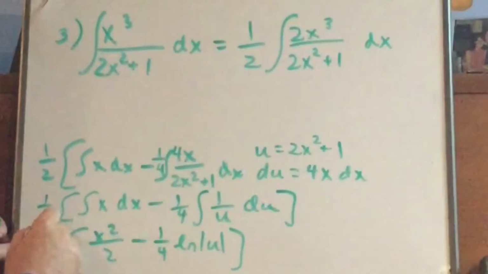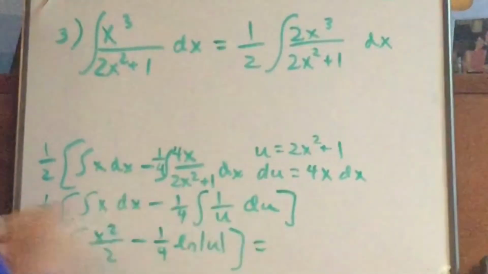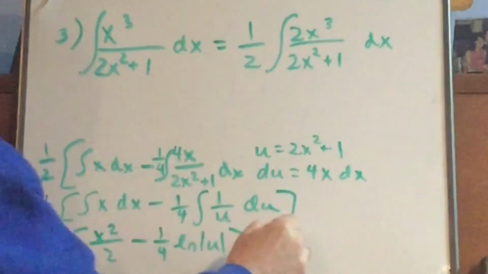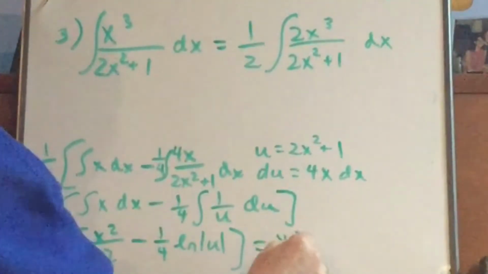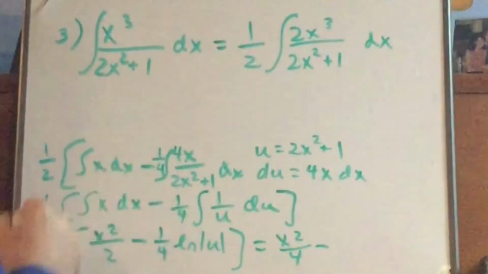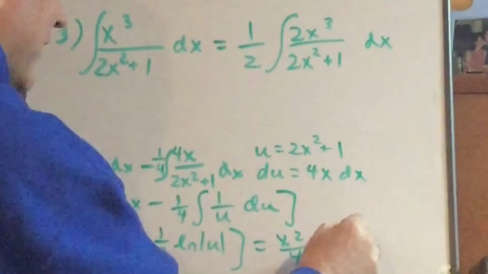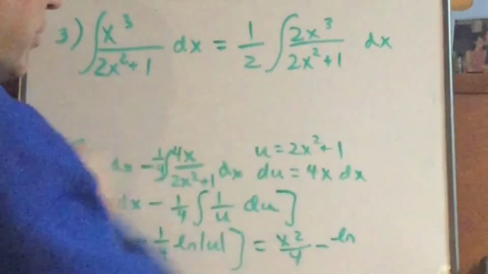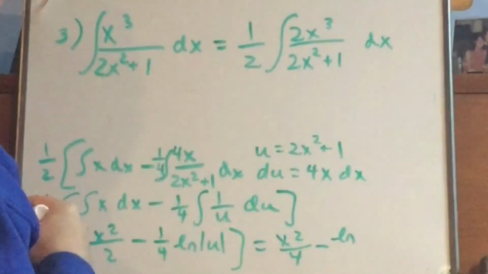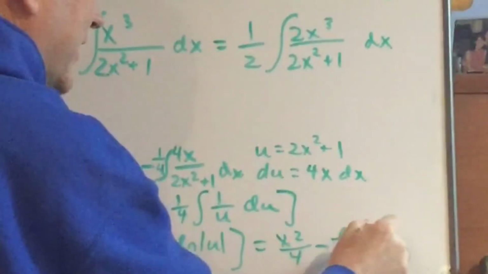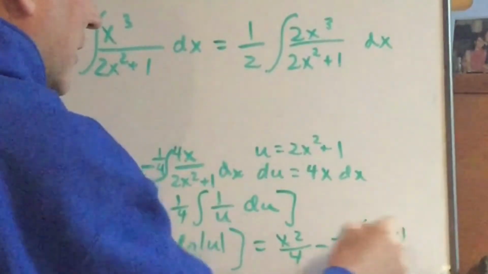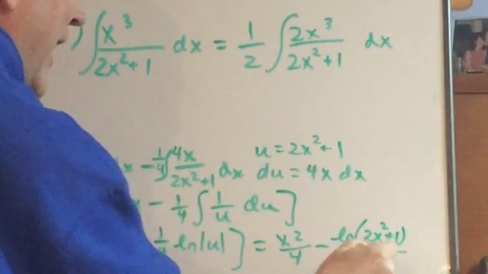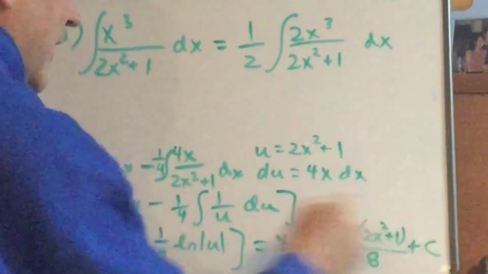And to finish up, I just need to distribute the 1/2 through the quantity, and I end up with 1/2 times x squared over 2 would be x squared over 4, minus 1/2 times 1/4. I'm going to just write that as ln of what u really was, which was 2x squared plus 1. And by the way, that can't ever be negative, so I can just put parentheses if I want. All over, and I took 1/2 times 1/4, so that would be all over 8, and then plus c.